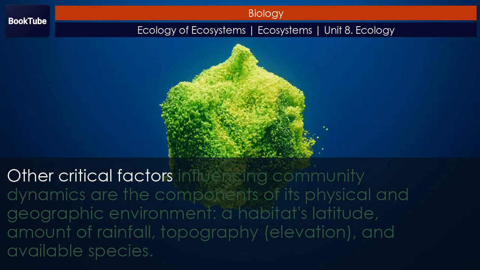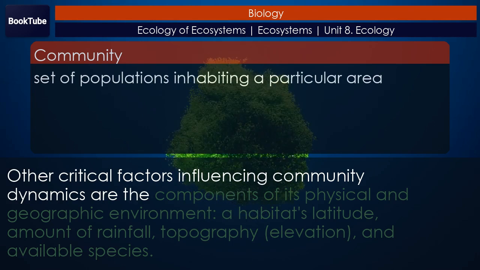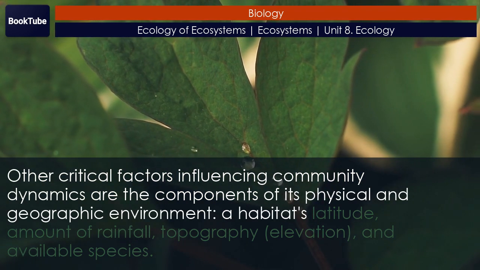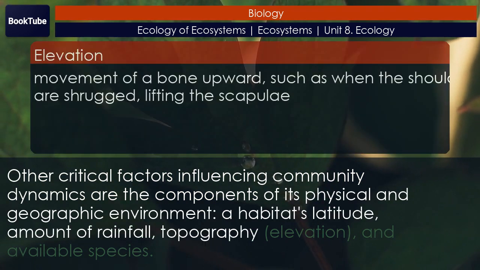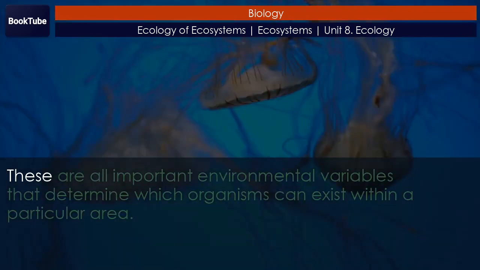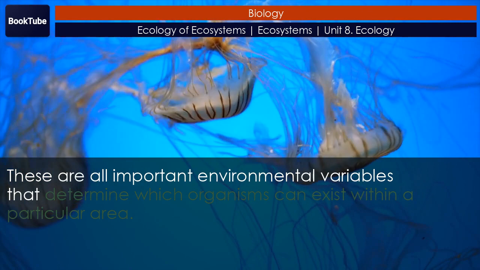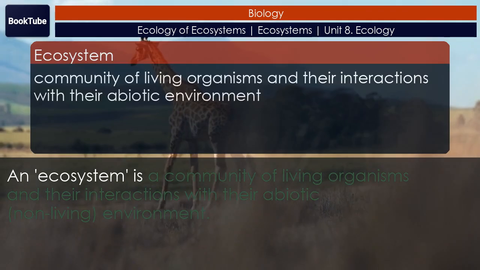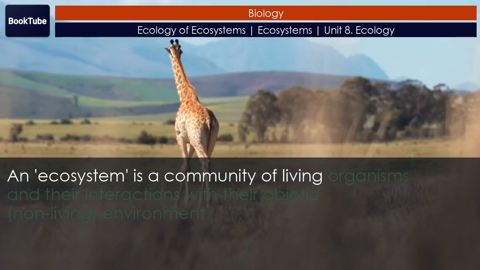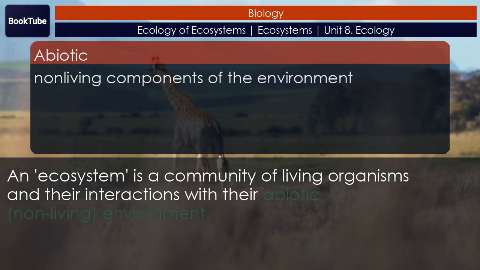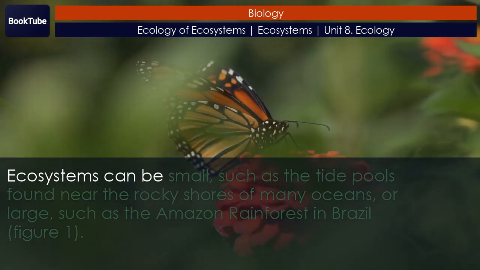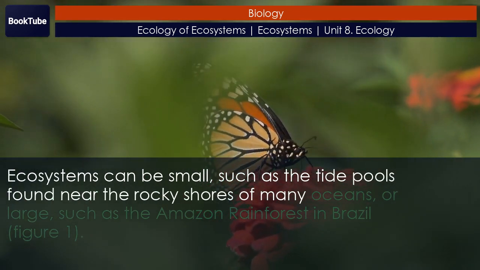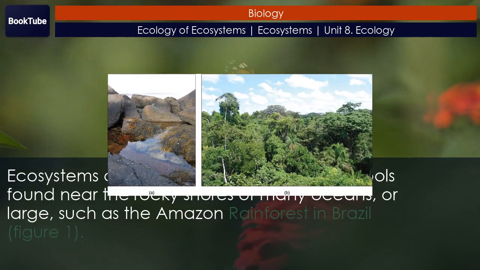Other critical factors influencing community dynamics are the components of its physical and geographic environment: a habitat's latitude, amount of rainfall, topography, elevation, and available species. These are all important environmental variables that determine which organisms can exist within a particular area. An ecosystem is a community of living organisms and their interactions with their abiotic, non-living environment. Ecosystems can be small, such as the tide pools found near the rocky shores of many oceans, or large, such as the Amazon rainforest in Brazil.